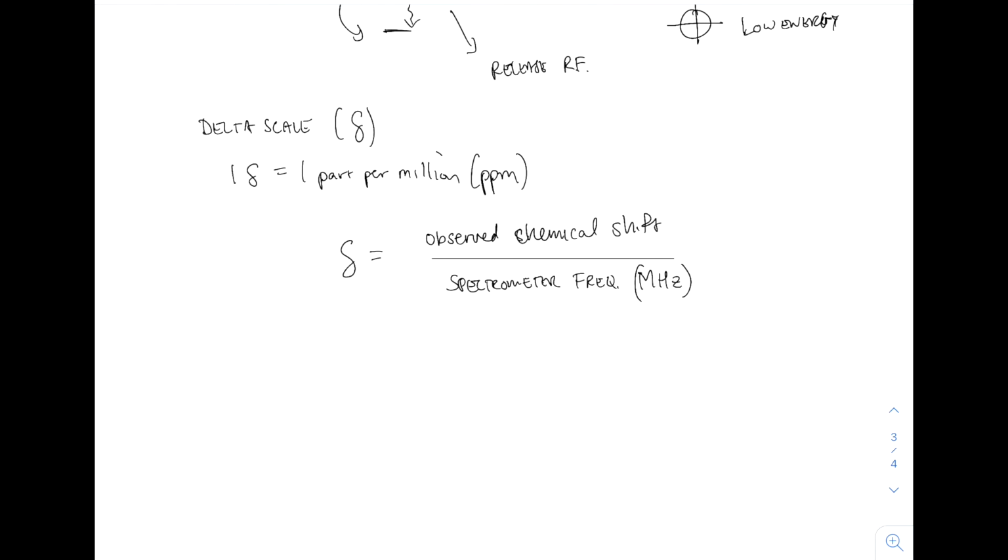And so it also makes the spectra universal, so that when we are using the 60 megahertz instrument in our lab, the proton chemical shifts will show up in the same region as they would for somebody else in a fancy national lab, for example, using a 900 megahertz instrument. And so it normalizes it to make all the chemical shifts the same and easy for communication purposes.